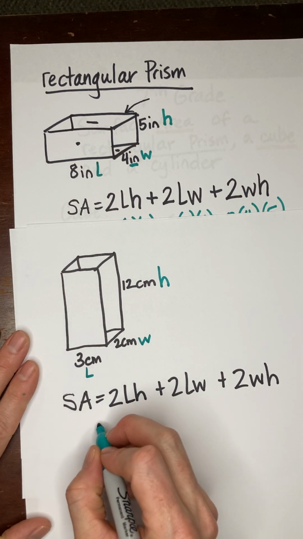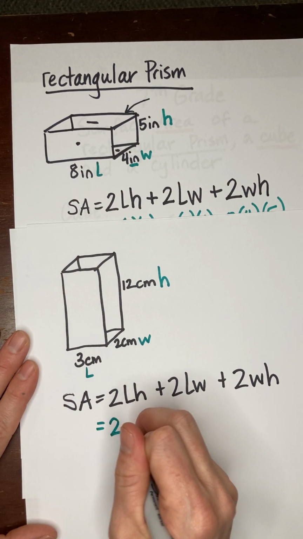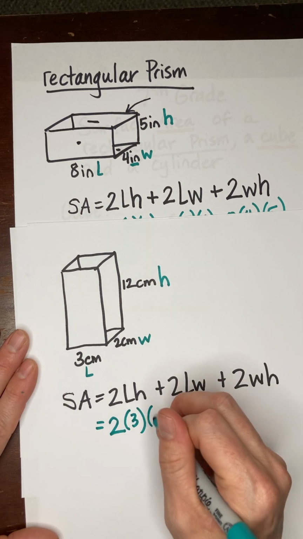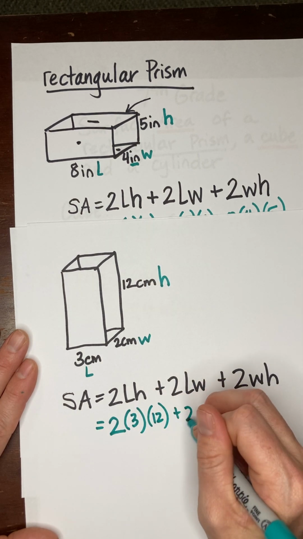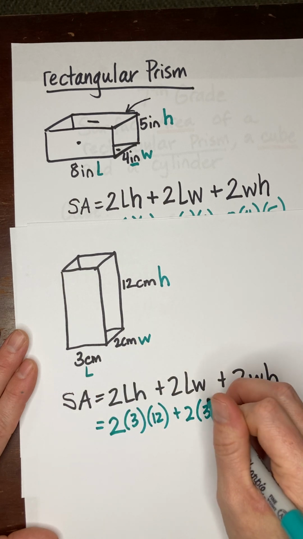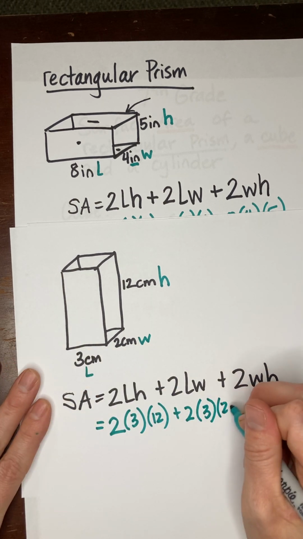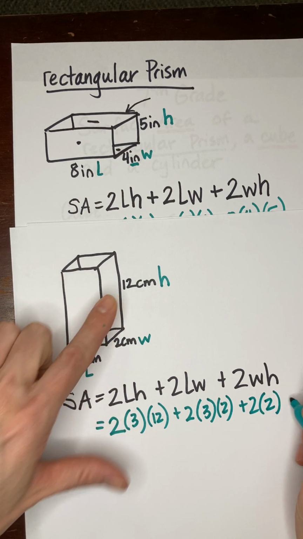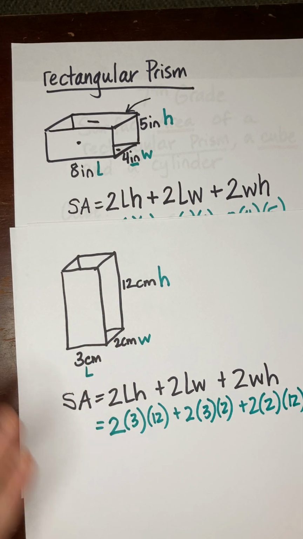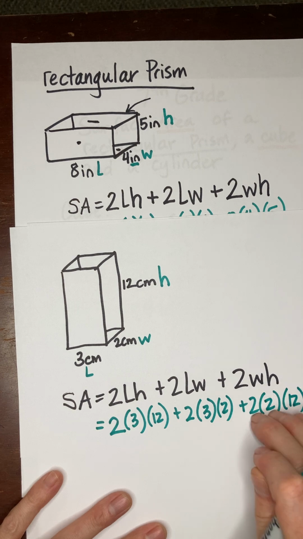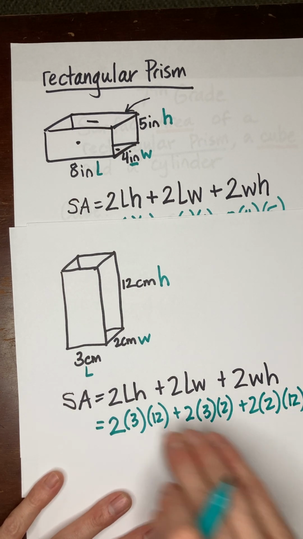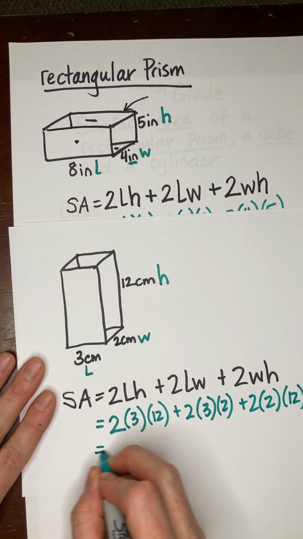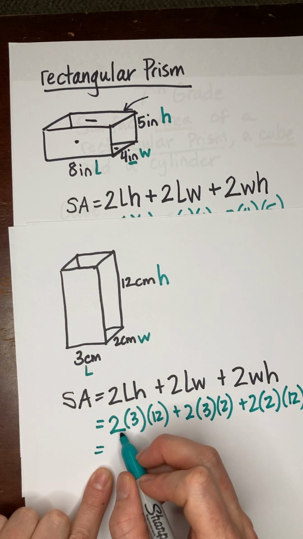Okay, so let's go ahead and substitute. 2 times my length, which is 3, and my height, which is 12, plus 2 times my length times my width, which is 2, plus 2 times my width times my height. Okay, again, order of operations tells me I have to do the multiplication first before I do any addition, and it tells me to move left to right. Okay, so let's do it here. Again, I'm going to double at the end, right?